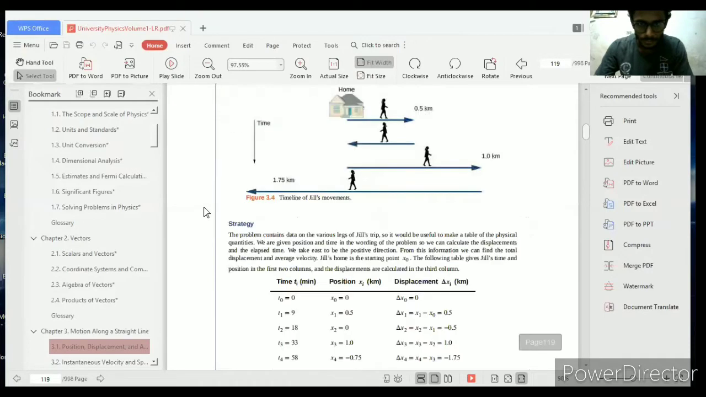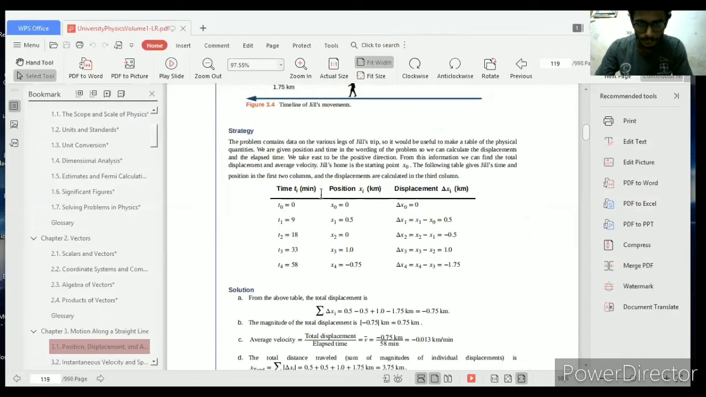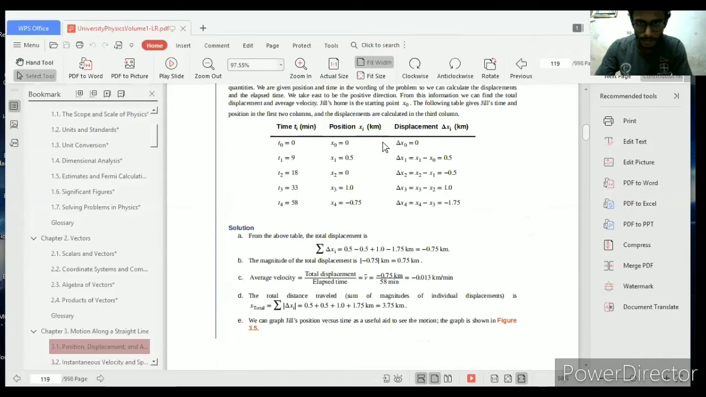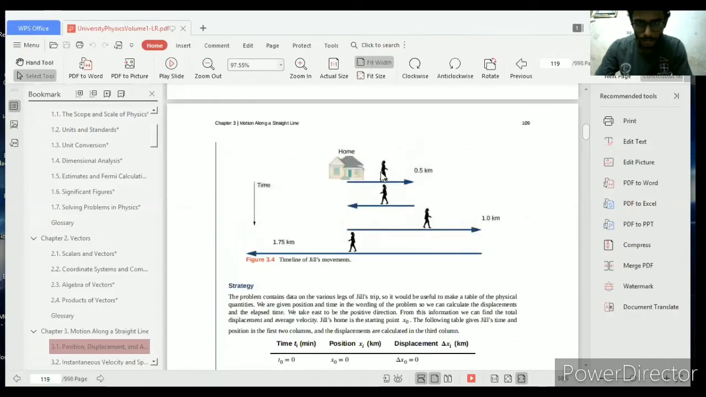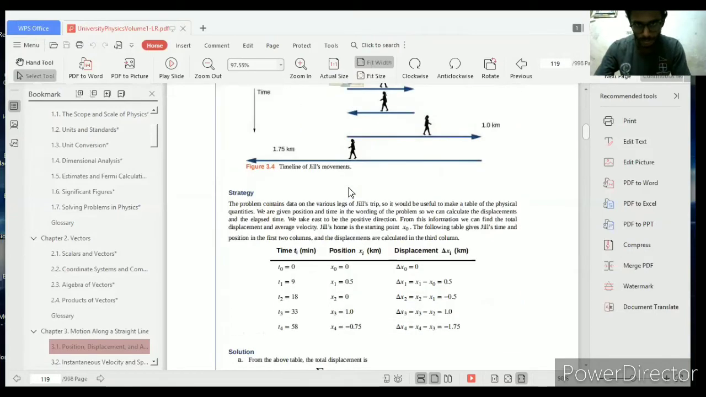Then comes this position and displacement graph, a representation of how a woman moved around 0.5 kilometers and came back 0.5 kilometers. How much she traveled, that is distance, which is 1 kilometer. And what's her displacement? I would say zero. She went and she came back, so that's almost zero, completely zero.